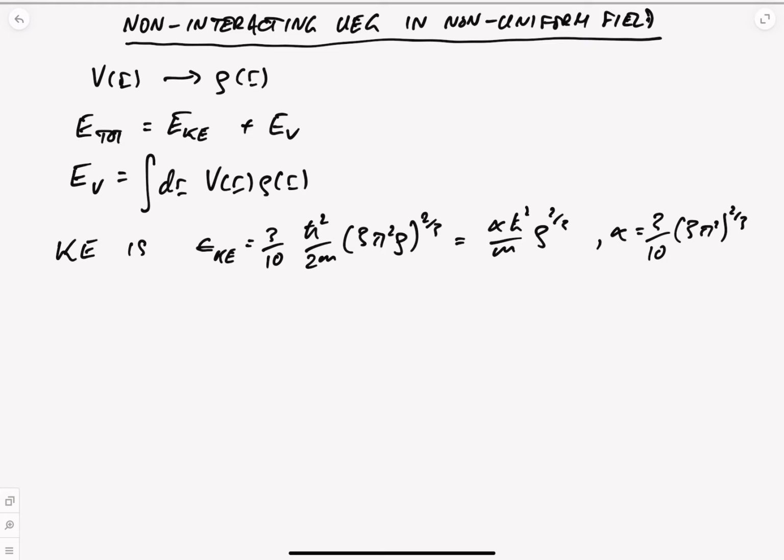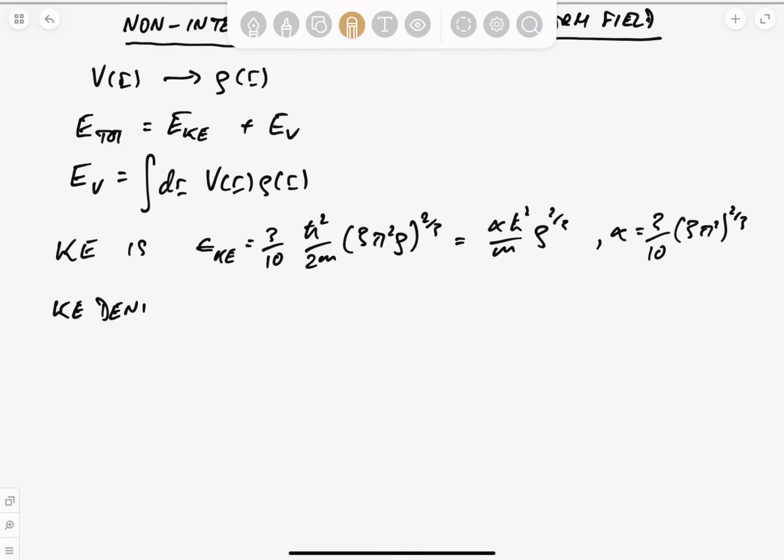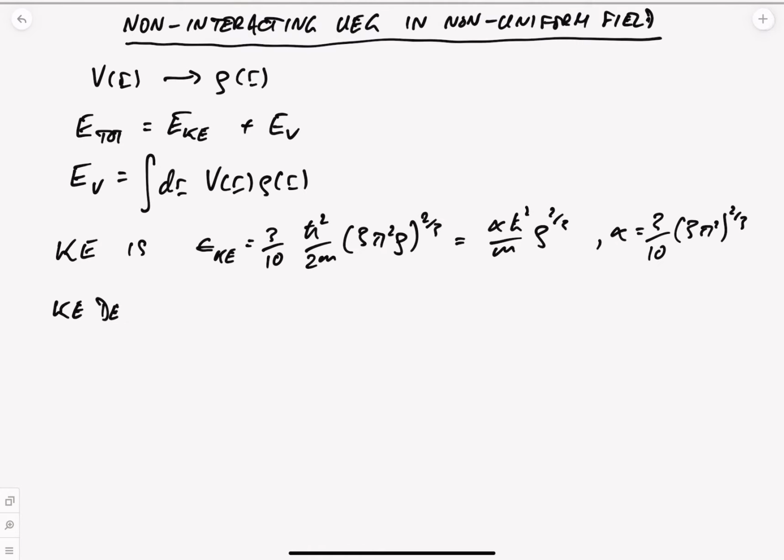So the kinetic energy density, the spatial density, is going to be given by that multiplied by rho, because if you do the maths, you'll see that the energy per electron multiplied by electrons per volume gives you energy per volume, which is epsilon Ke multiplied by rho, which is of course just alpha h bar squared over m rho to the 5/3.